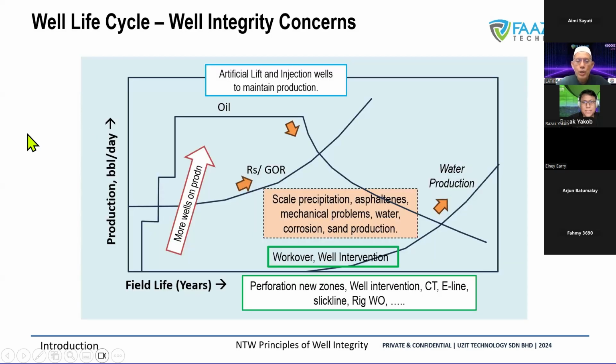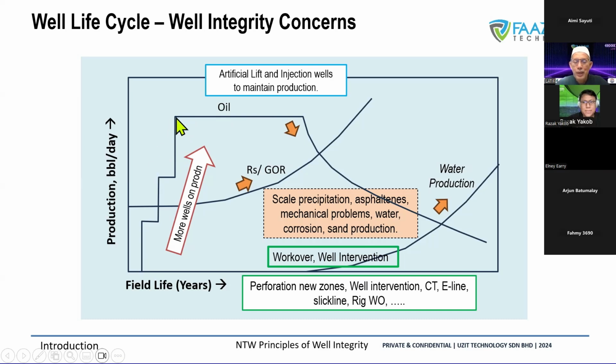Okay. So this is one of the graphs that show how well integrity is a concern. For example, for the field life, we're talking about maybe 20 years to 30 years or up to 50 years, we can see that the oil production will go up. From initially a few wells drilled, production will go up because more wells are coming in, and because of the full swing of wells being drilled, you then have the maximum production. So when you have maximum production during the field life, you have the top production maybe after 1 or 2 years of the first oil coming up.